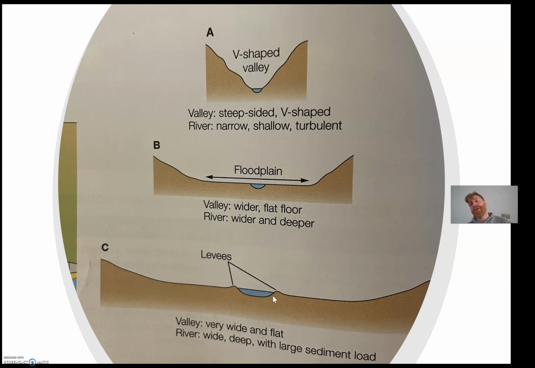So levees, when the river floods, and as it's losing energy, it will deposit material on the side of the riverbanks. And that deposited material can form like an embankment, I suppose, a natural embankment. And that's called a levee. So that's what you see in the lower course. And again, it's very wide and flat. The river is wide, deep, with a large sediment load.